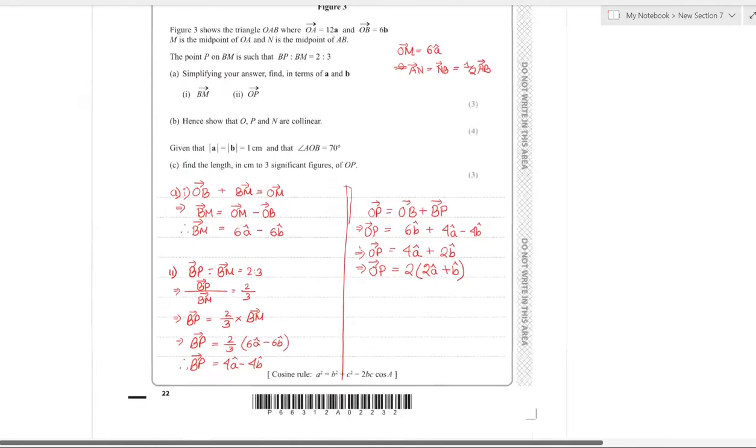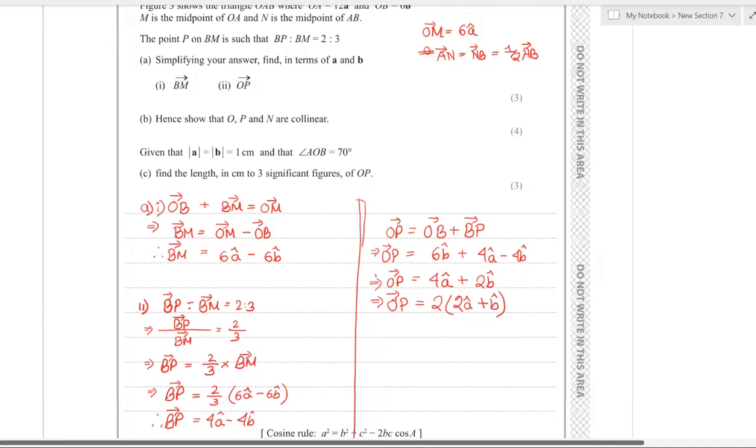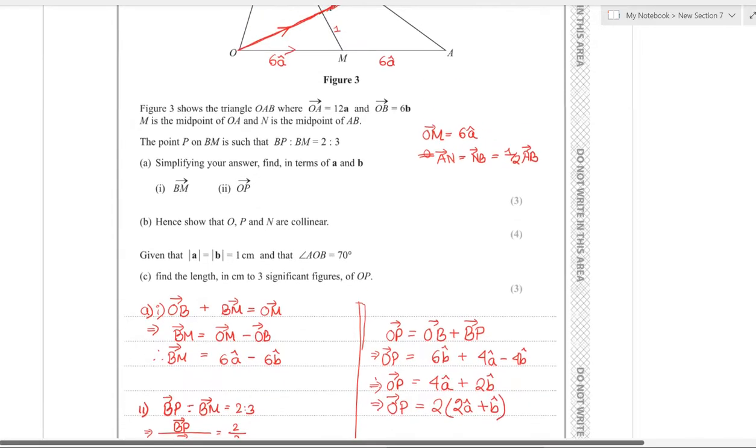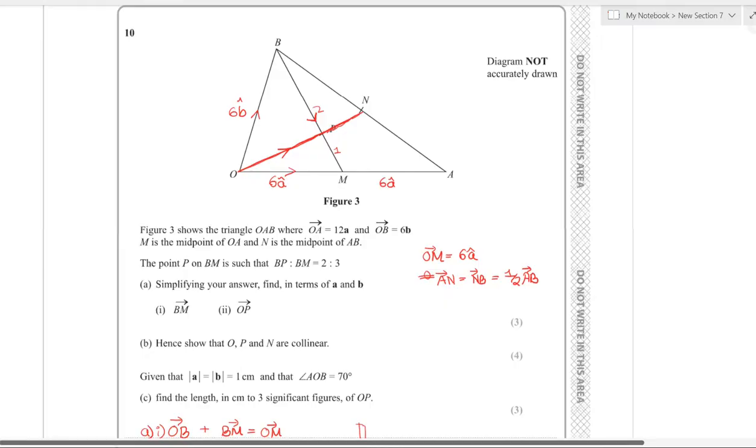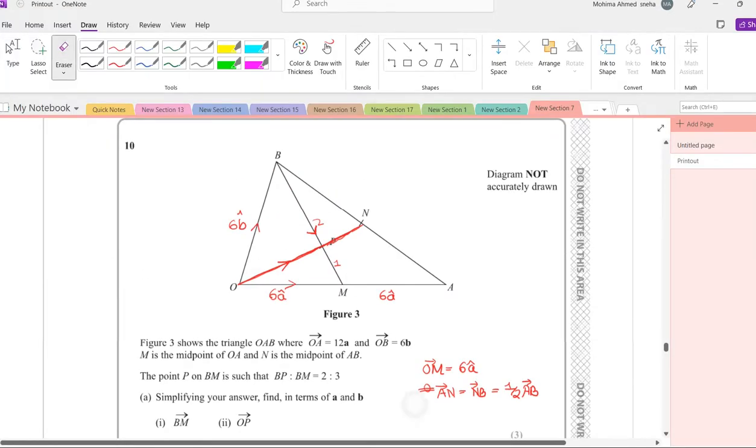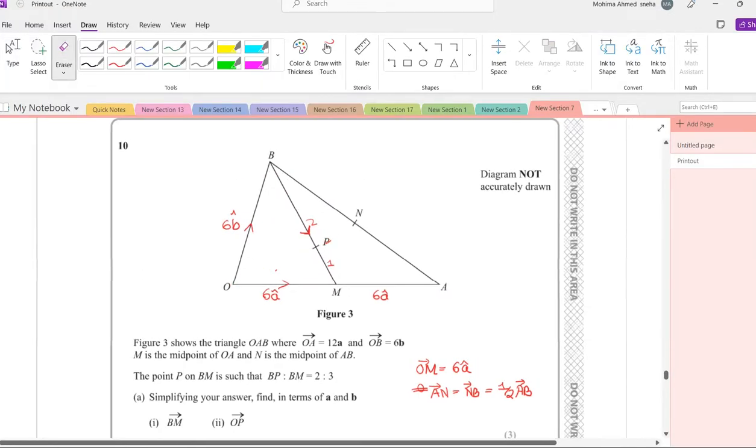Moving to question 10c, given that the modulus of A and modulus of B are both 1 and that angle AOB is 70 degrees, find the length in centimeters to 3 significant figures of OP. So let me rub this thing.